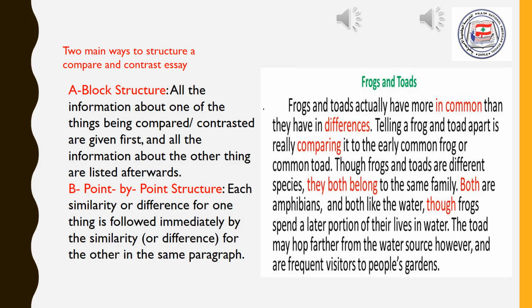Frogs and toads. Frogs and toads actually have more in common than they have in differences. Telling a frog and toad apart is really comparing it to the early common frog or common toad. Though frogs and toads are different species, they both belong to the same family. Both are amphibians and both like water. Though frogs spend a larger portion of their lives in water, the toad may hop farther from the water source, however, and are frequent visitors to people's gardens.